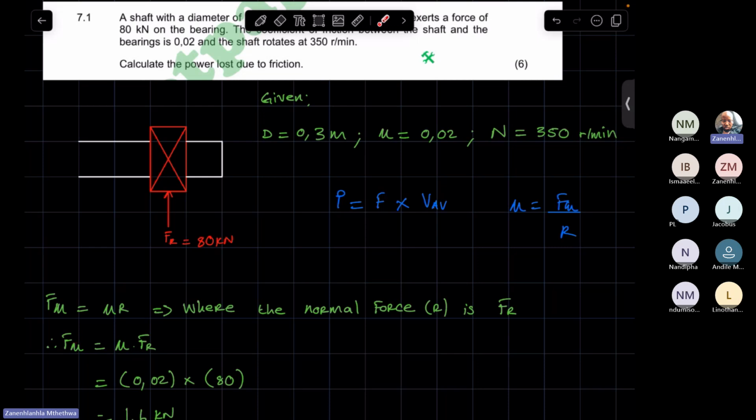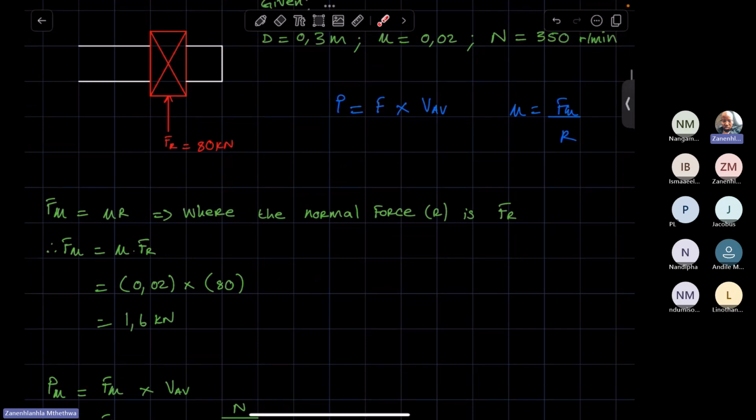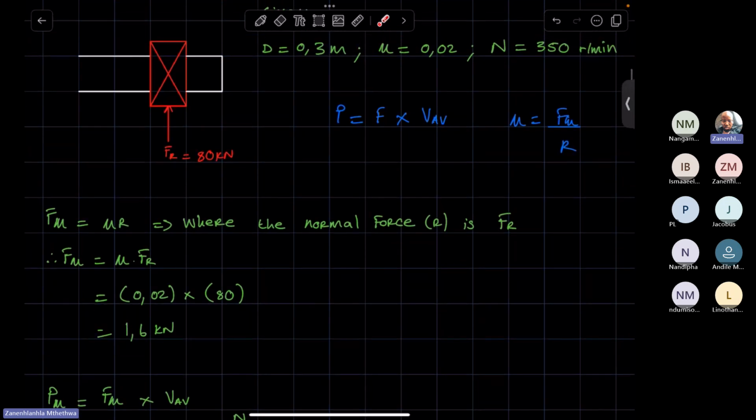And then you get your F mu. So you substitute what F mu is. Mu is 0.02. Mu is the coefficient of friction. This is the symbol we use for the coefficient of friction, and it is known as mu. So mu times Fr gives us the frictional force, which is how we got the 1.6 kilonewtons or 1,600 newtons.